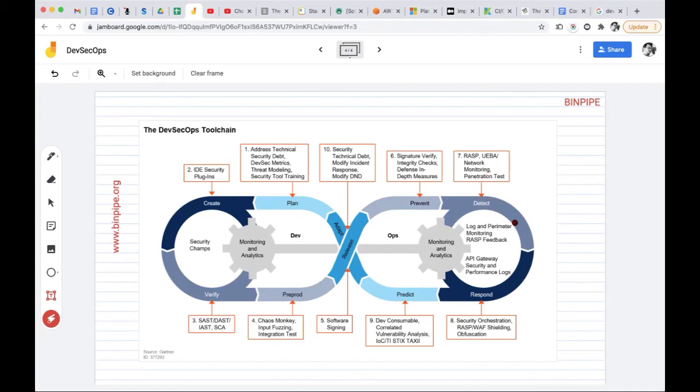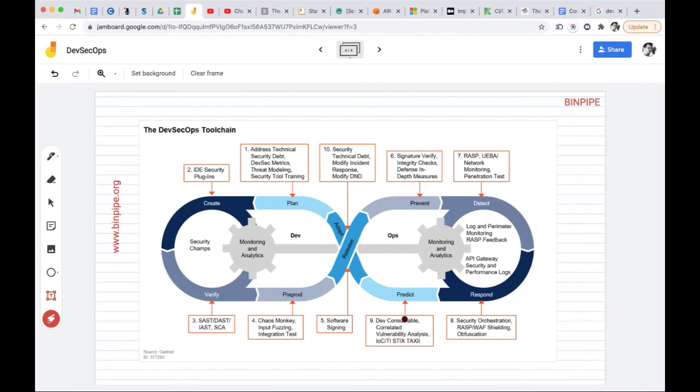So after all this is done, there is a response phase where security orchestration, RASP, WAF shielding, obfuscation, all these things are done. Where you do the code obfuscation, you have your WAF firewall shielding, which ports to close, which ports to expose, which IPs to allow, whitelist, which not, and all that is done. Once that is done, then finally is the predict phase, dev consumable correlated vulnerability analysis.